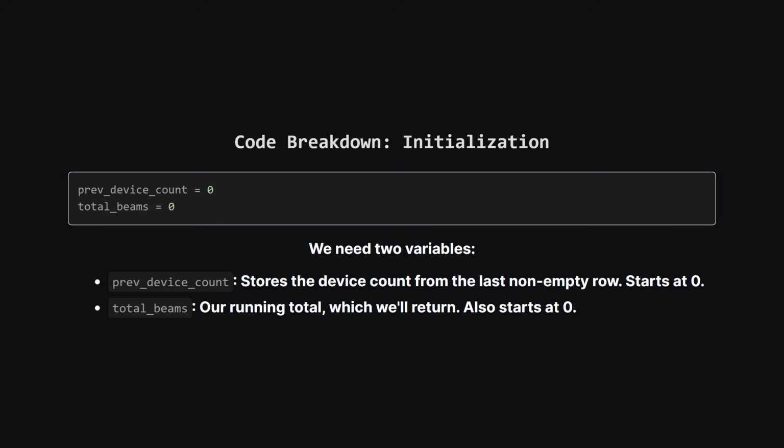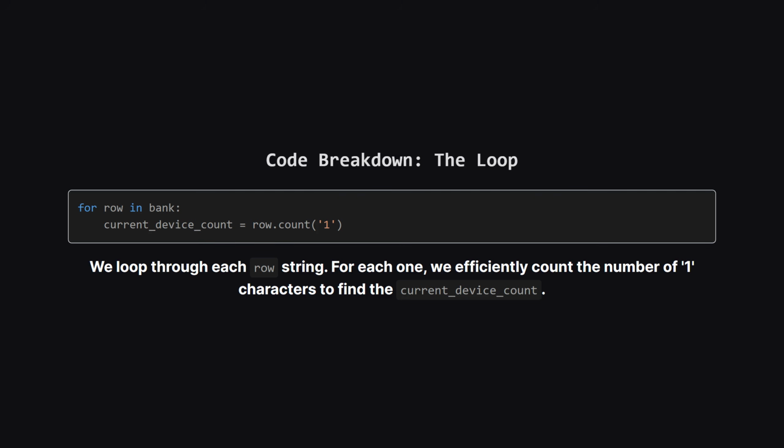First, we set up 2 variables. 1, we can call previous device count, which will remember how many devices were in the last relevant row. We start at 0 because we haven't seen any rows yet. The other, total beams, is our final answer, which also naturally starts at 0. Next, we start a loop to go through each row in the bank. Inside the loop, our first step is to count the number of devices in the current row. Python's string count method makes this super easy. We'll store this in a variable like current device count.